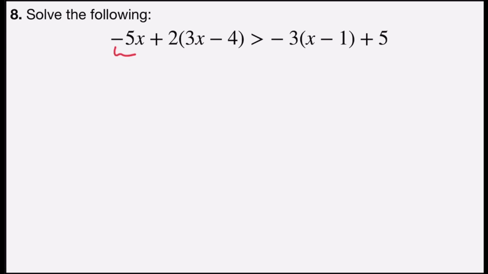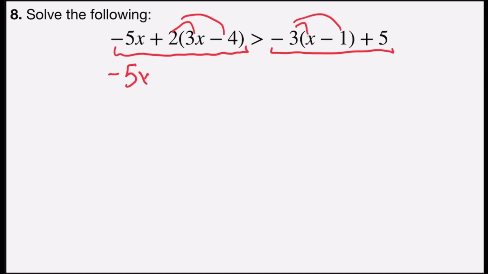I'm going to follow the steps and see the left side of this inequality is not in simplest form. I do have a distributive property. The right side is also not in simplest form. I also have a distributive property. So that's the first thing I'm going to do on both sides.